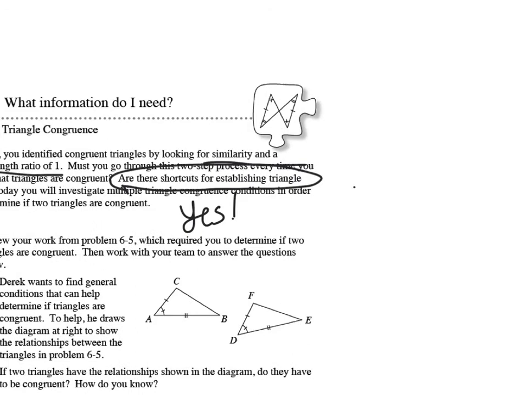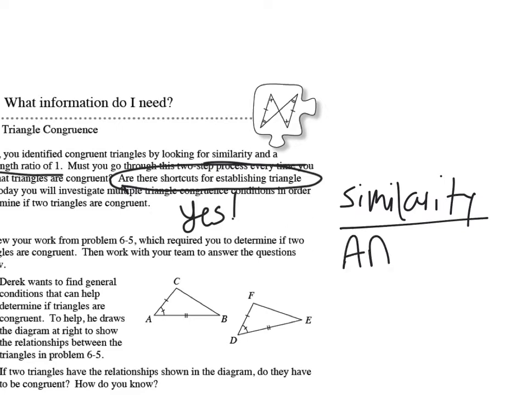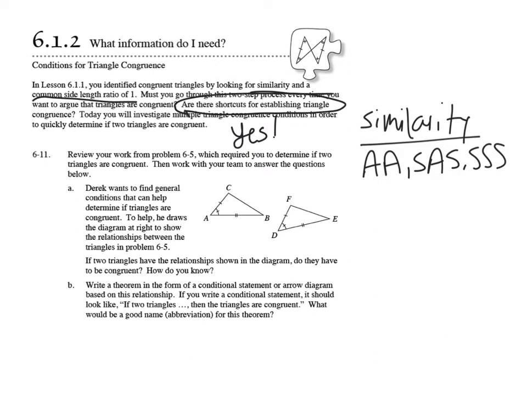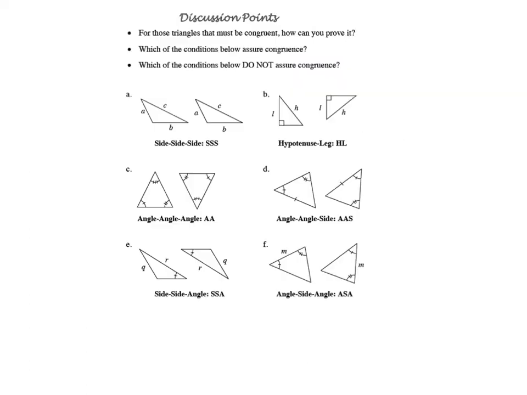Now, just as a brief reminder, we have shortcuts for similarity. We don't need to show all the angles are the same and all the side lengths are proportional. Now, for similar triangles, remember we had 3: angle, angle, side, and side, side, side. So what I'm going to do today is just introduce to you not two, but actually a couple different ways that we can show the two triangles are congruent without going through that two-step process.